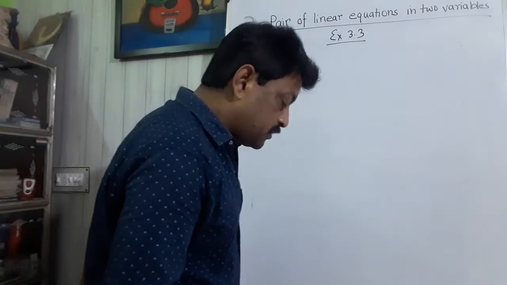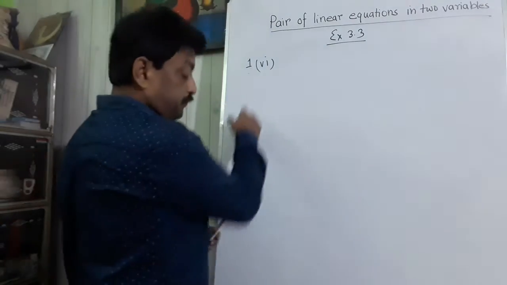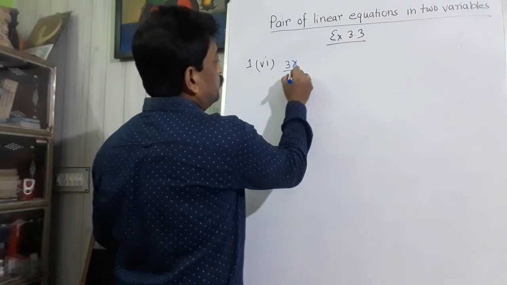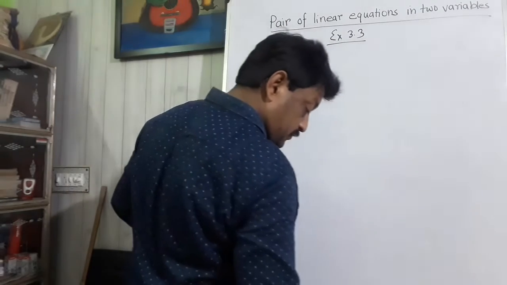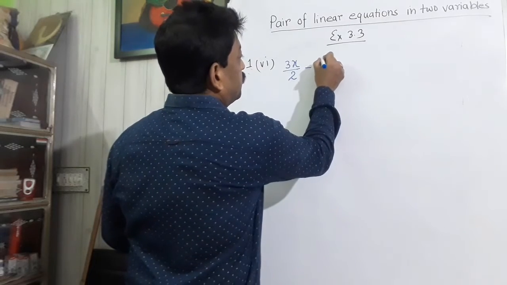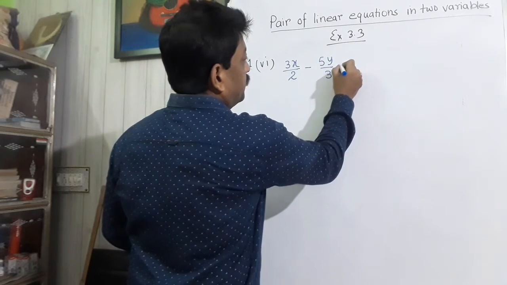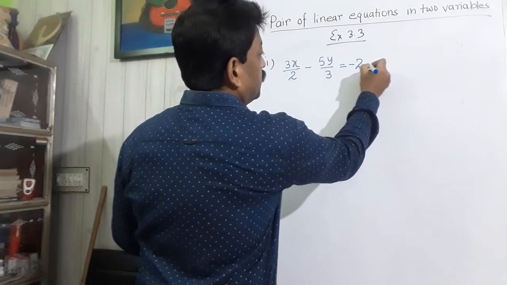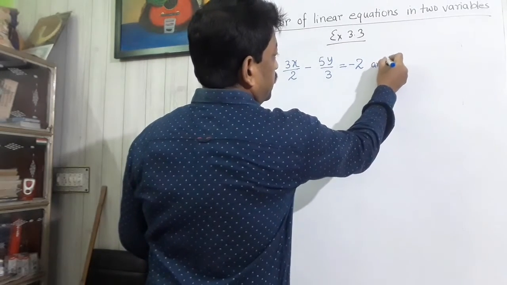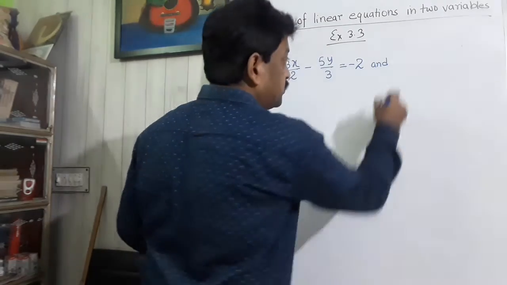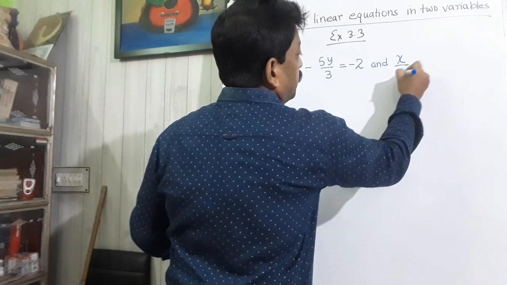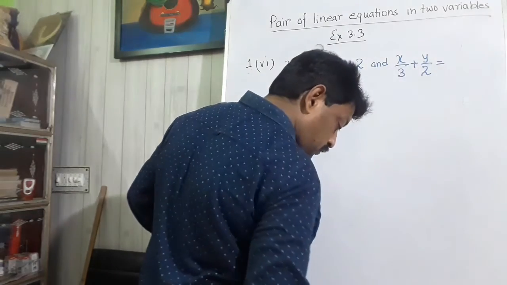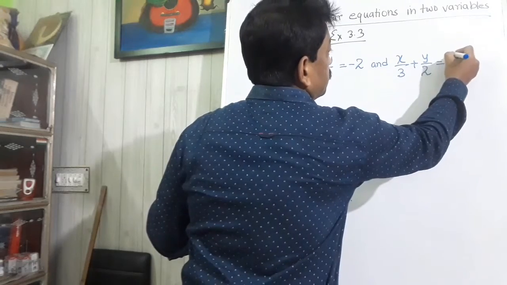This is question number 1, Roman 6. The question is 3x upon 2 minus 5y upon 3 equals minus 2, and the second equation is x upon 3 plus y upon 2 equals 13 upon 6.